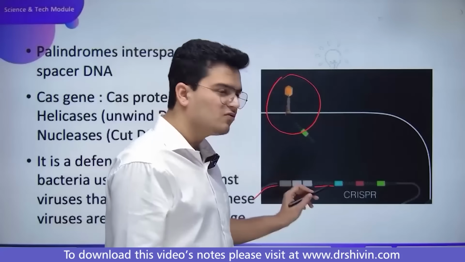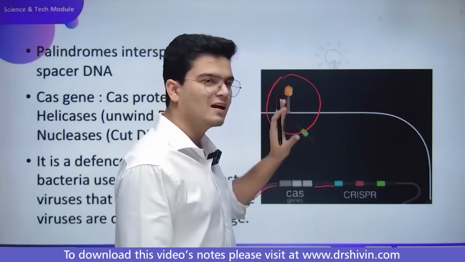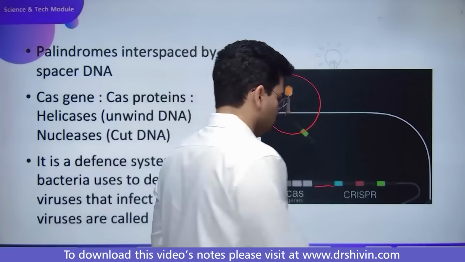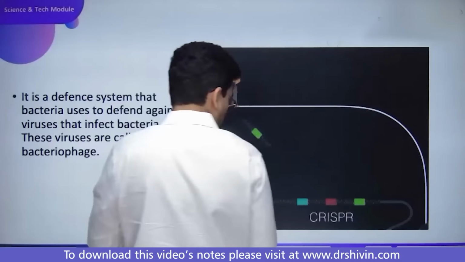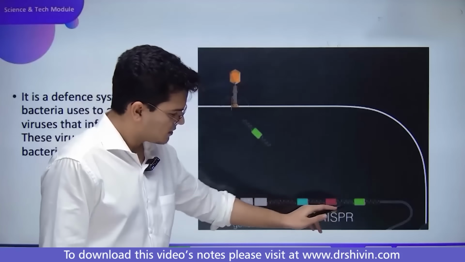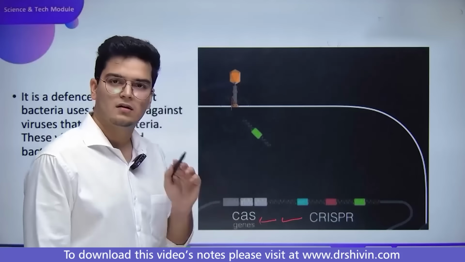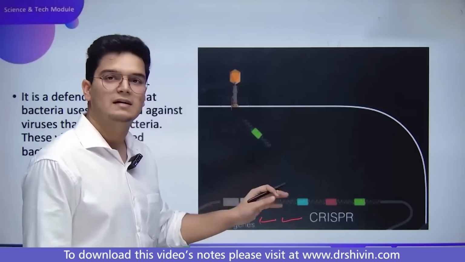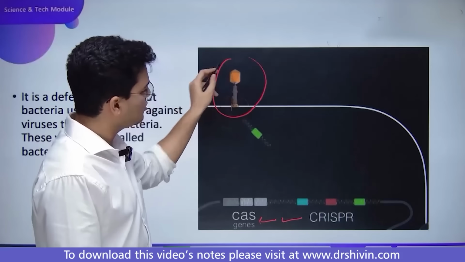Now bacteria wants immunity. Like we have immunity, bacteria wants to protect against these viruses. So what does it do? Bacteria has certain genes. This CRISPR-Cas9 system was in bacterial genome. It was found from bacteria because bacteria was using this to protect against bacteriophages.